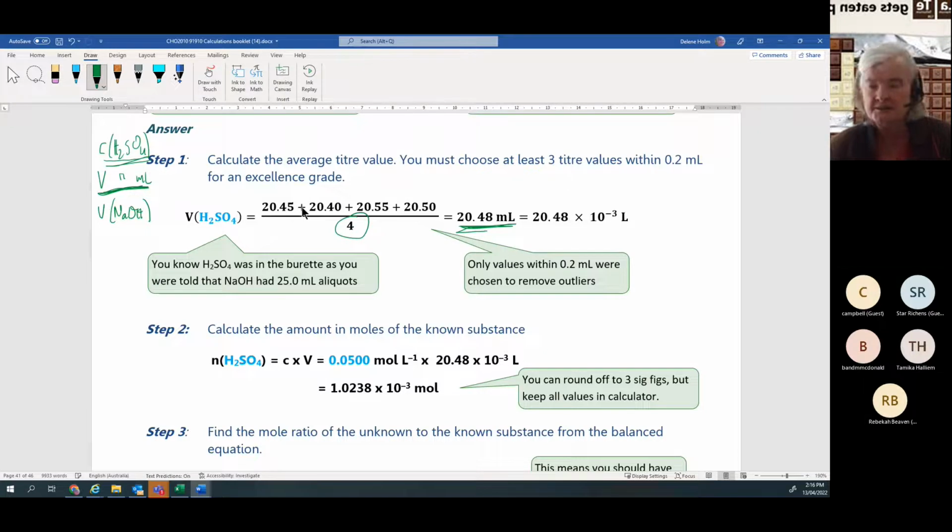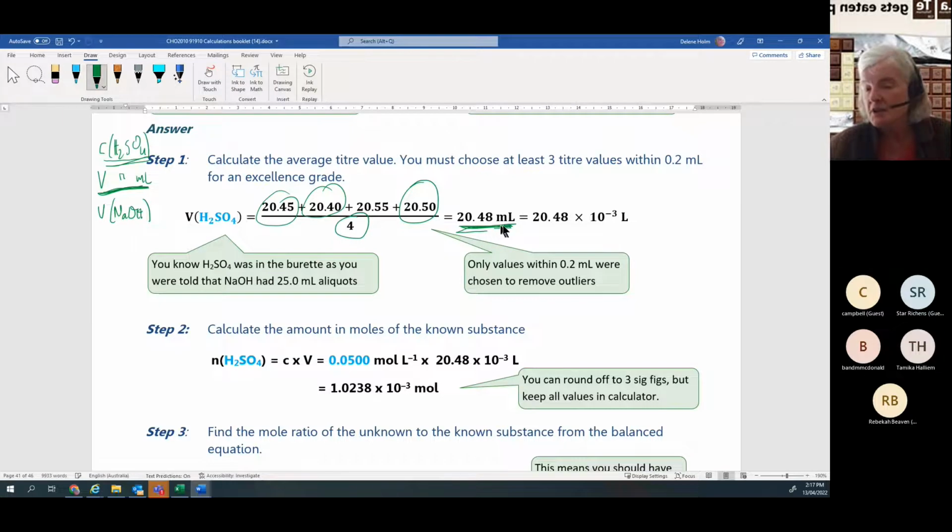If I took 3 results, which would have been fine too, never take less than 3 results, you could have done 20.45 plus 20.4 plus 20.5, and that would have also been acceptable. But in that case, you would divide by 3. If you only take 3 results, you would divide by 3. Okay, so you've got an average.